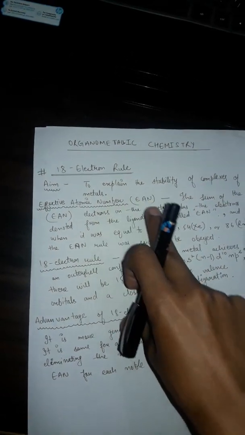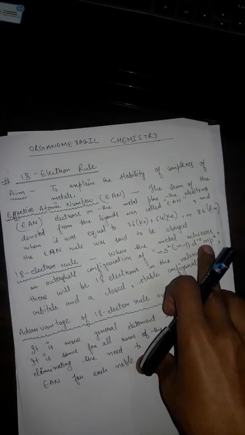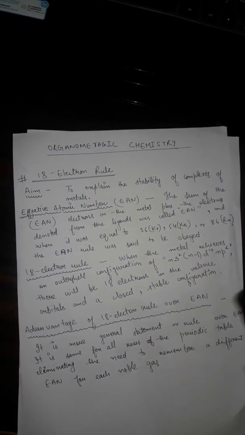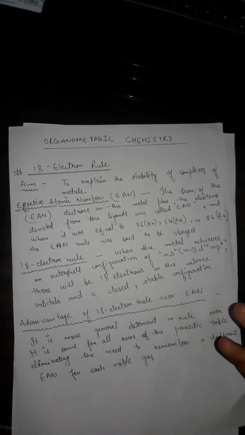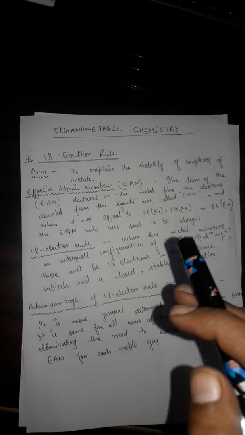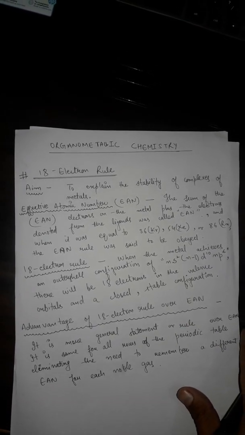So the aim of this topic is to explain the stability of the complexes of metals. Means if we have a metal complex, we want to know whether it is stable or not, then we need the 18 electron rule for this purpose.